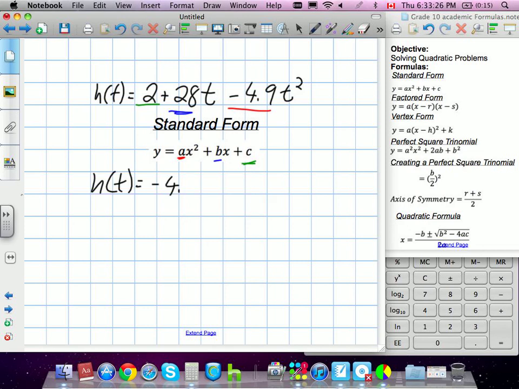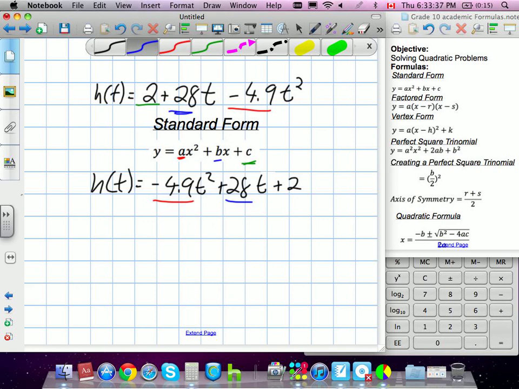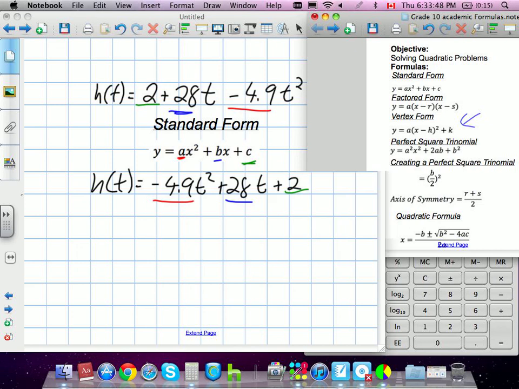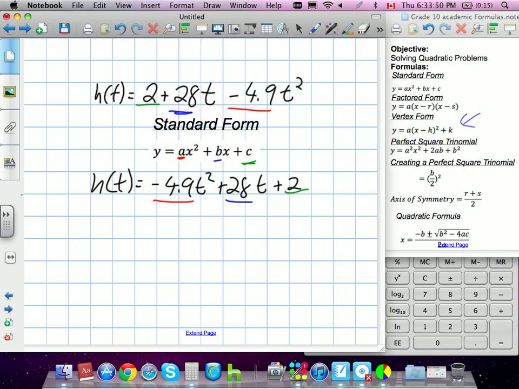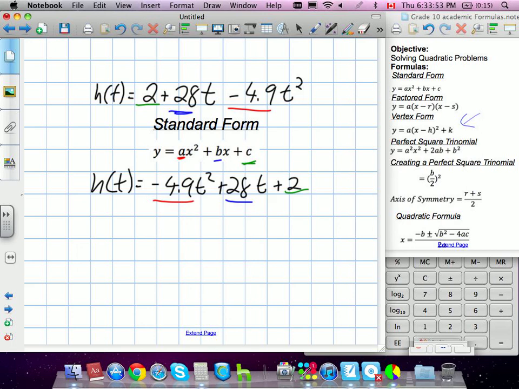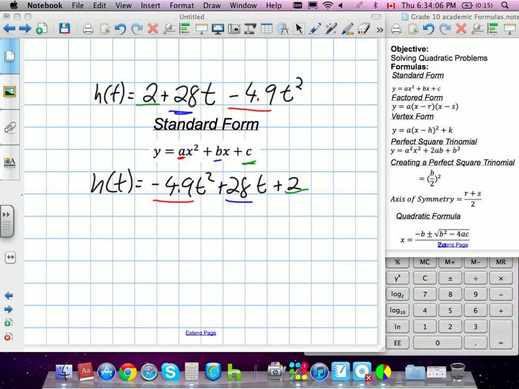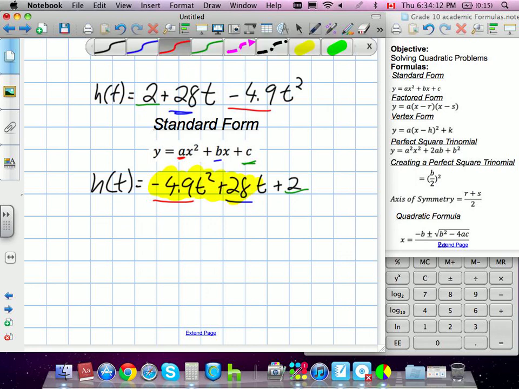Now my a is a little easier to notice, my b is still in the middle, and my c is the constant on the outside. Now, I could factor, but the fastest way would actually be to put it into vertex form, which is this form here. Putting it into vertex form, what we need to do is complete the square. In completing the square, the first thing I want to do is divide the first two terms by the a value. The a value in this one is negative 4.9. So when I do that, I'm going to get negative 4.9 on the outside, t squared.